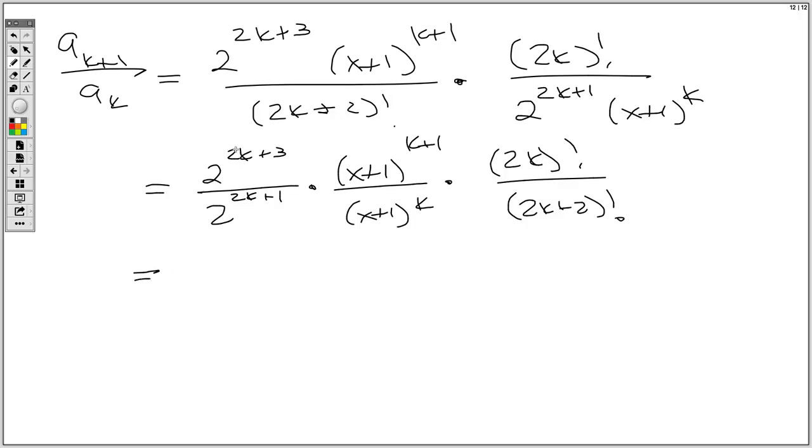And now we simplify. With these exponents, when you divide with the same base, you subtract the exponents. So this is going to be 2 to the 2k plus 3 minus 2k plus 1. Be mindful of the exponents. Here it's easy to see k plus 1 minus k will just give you x plus 1 to the first. And as always, when it comes to factorials, remember the mantra: when in doubt, write it out.